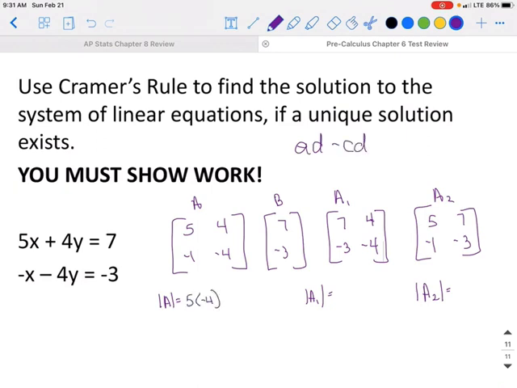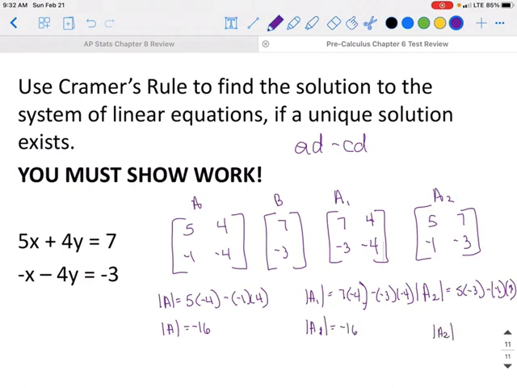So we're going to do 5 times negative 4 minus negative 1 times 4. The next one we'll do 7 times negative 4 minus negative 3 times negative 4. And A sub 2 will be 5 times negative 3 minus negative 1 times 7. So the determinant for matrix A will be negative 16. The determinant of A sub 1 will be negative 16. And the determinant of A sub 2 will be negative 8.